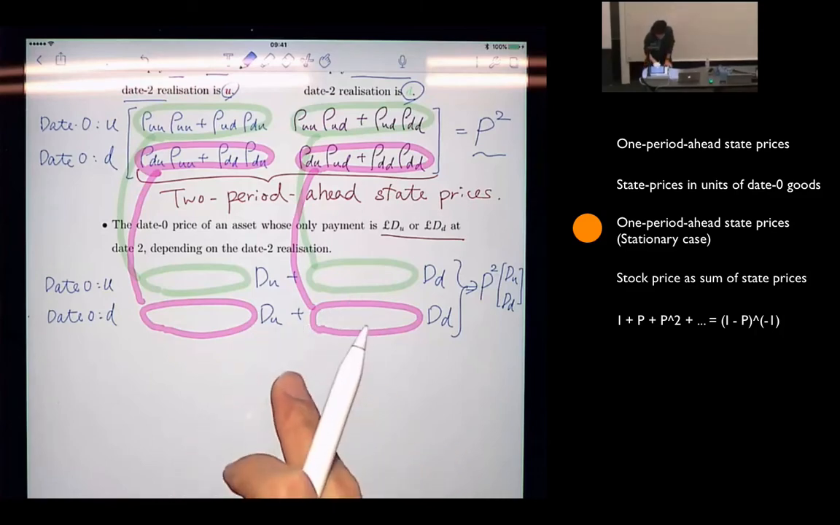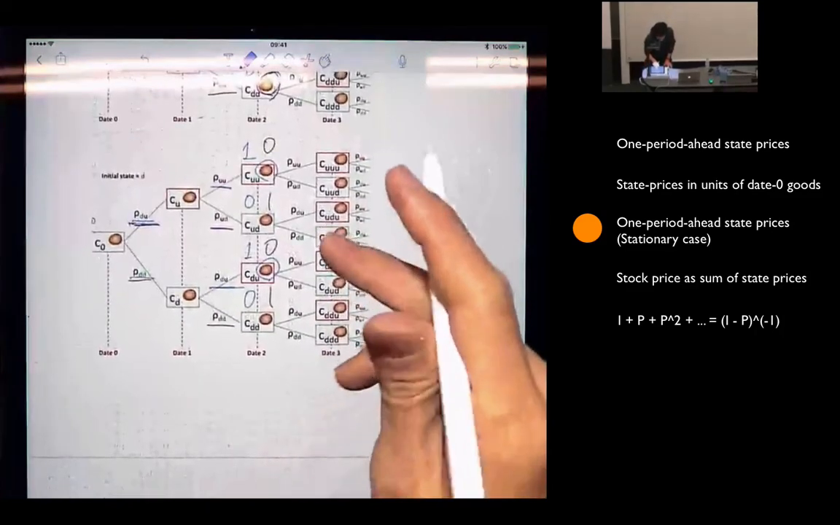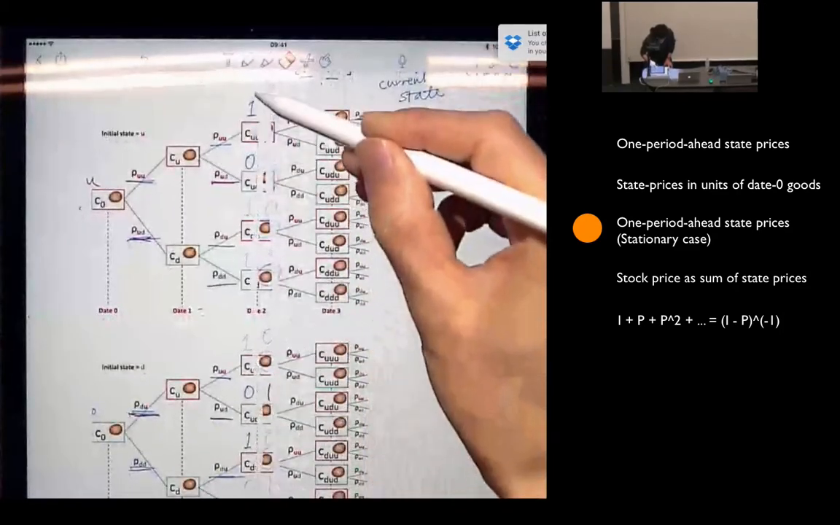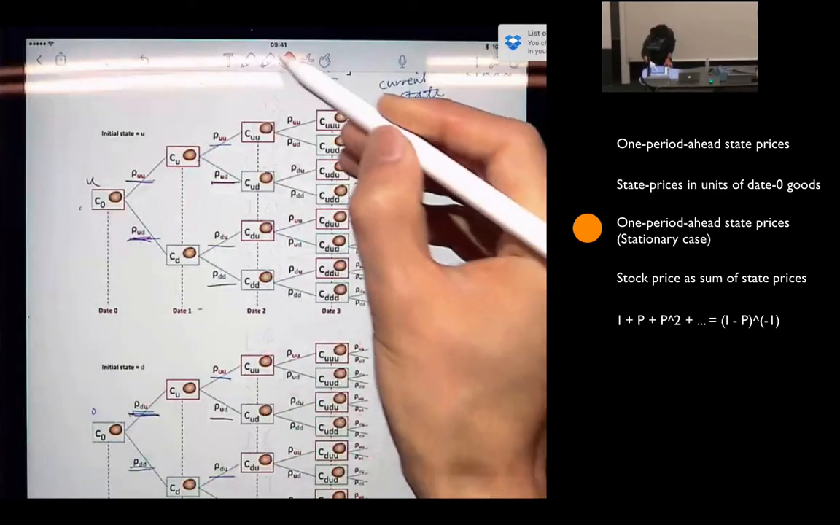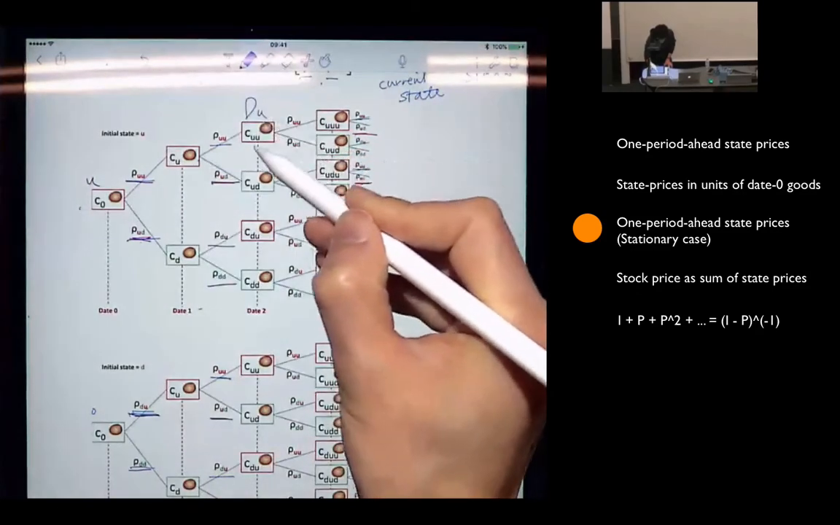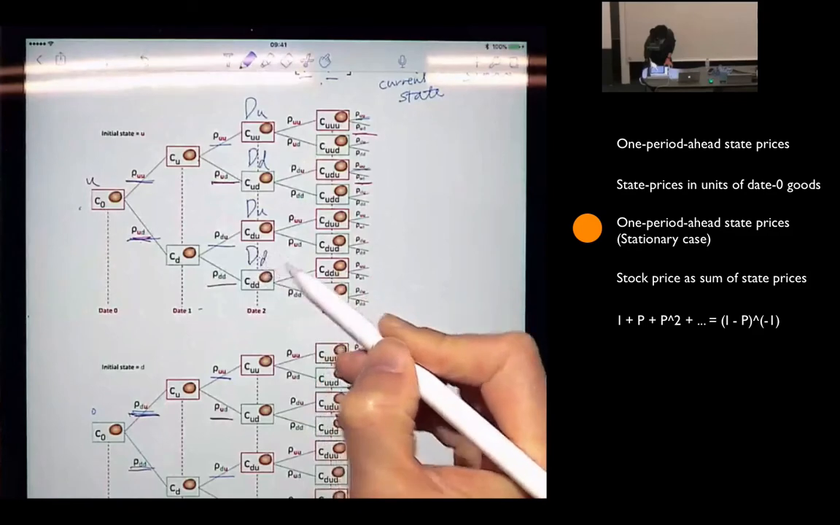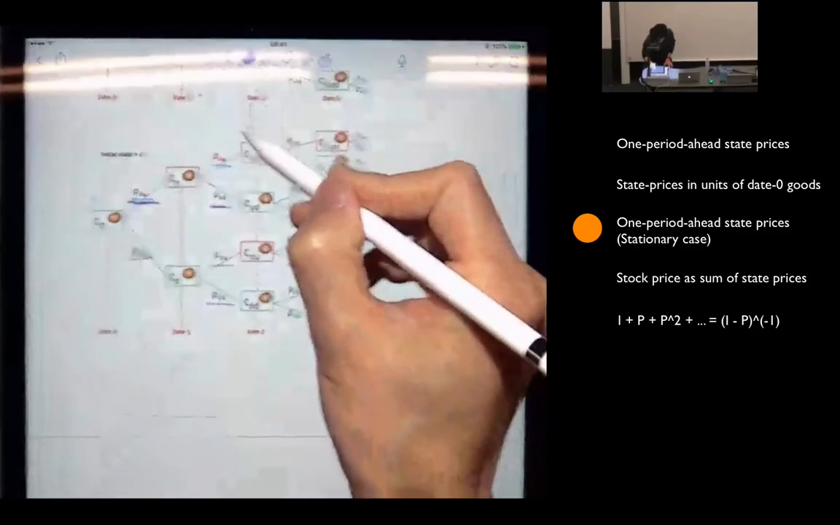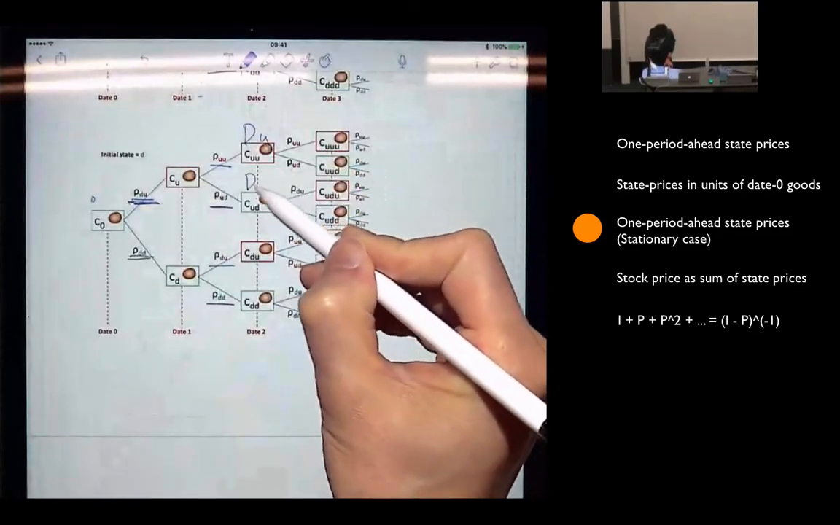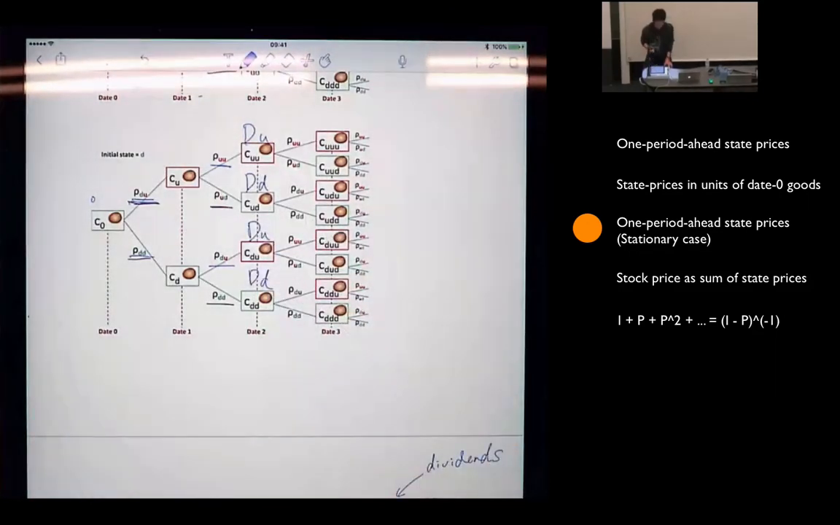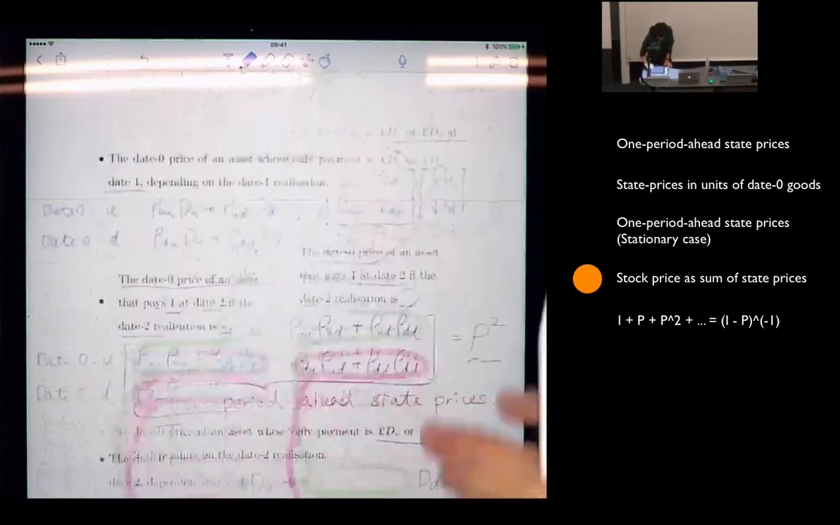Okay, this asset is an asset whose payoff is DU or DD, depending on the date 2 realization. Okay. Last question.